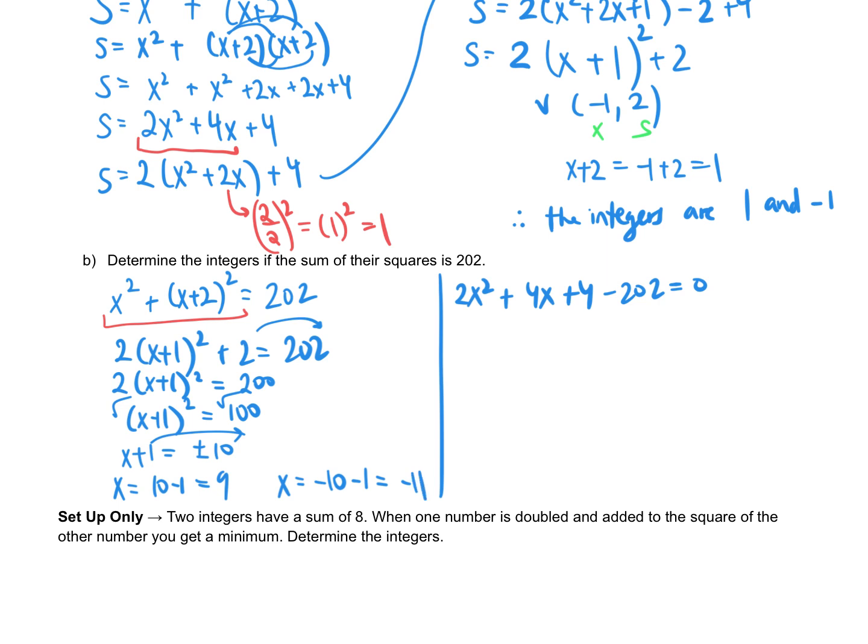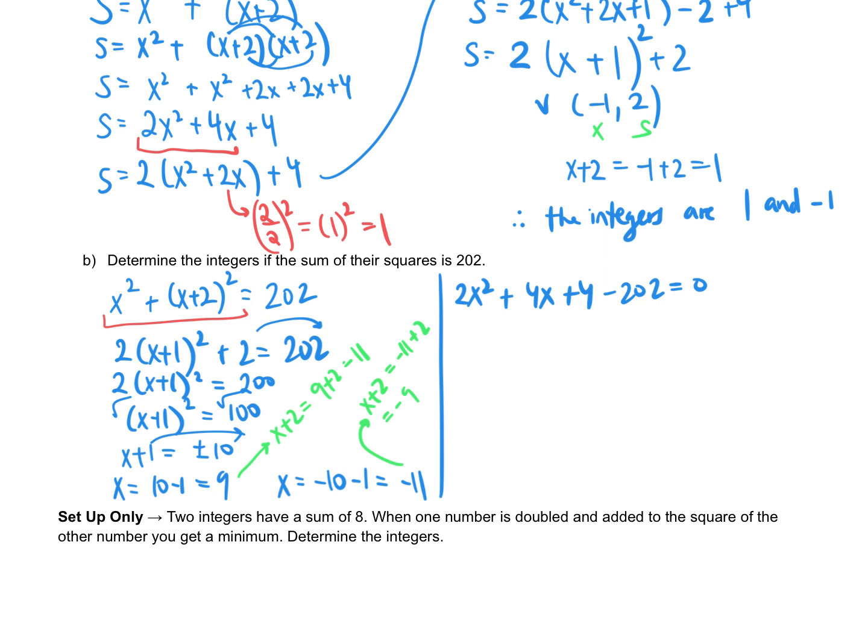And then if x is 9, then x plus 2 would be 9 plus 2, which is 11. And if x is -11, x plus 2 would be -11 plus 2, which is -9. So our integers can either be 9 and 11, or they can be -9 and -11. So that's the isolation method. I did it super quick again because we've gone over isolation so many times in this video.